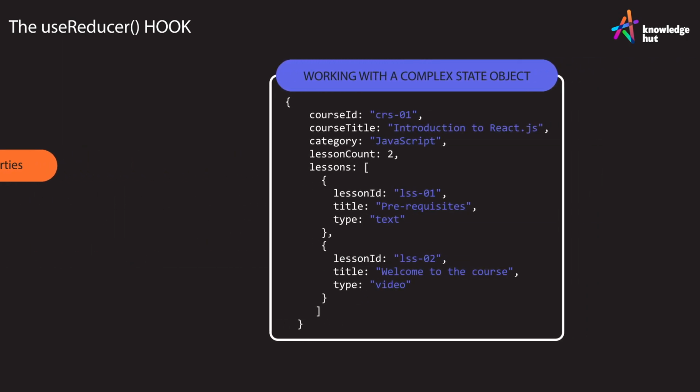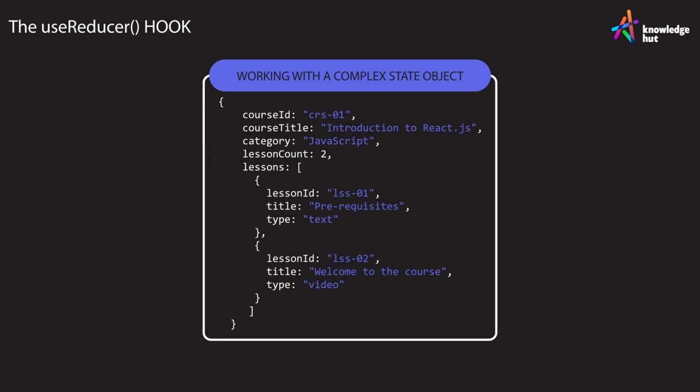But the useState hook isn't a great choice when you're working with a complex state object such as the one you see here. This object describes a training course with an ID, a title, a category, a count of the lessons, and an array of lessons in the course.